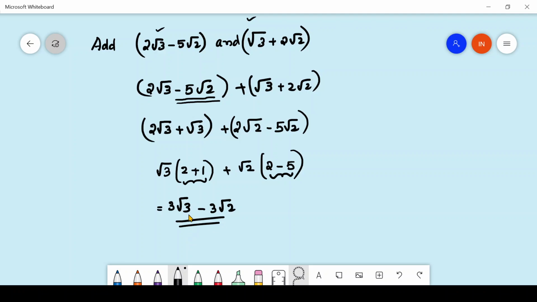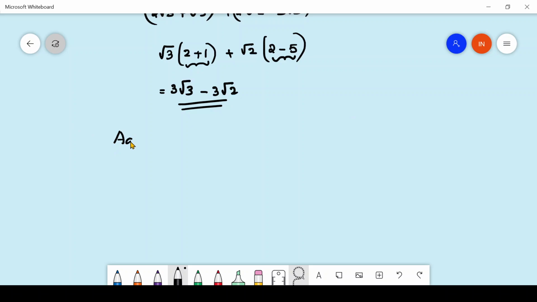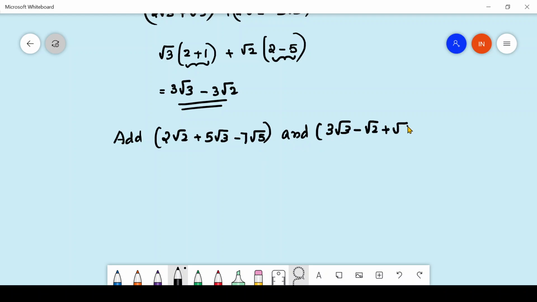Let's see one more. Add: the second one is add 2 root 2 plus 5 root 3 minus 7 root 5, and the next one is 3 root 3 minus root 2 plus root 5. So how can we do the operation here? Let's see. So it is like 2 root 2 plus 5 root 3 minus 7 root 5 plus the next term is 3 root 3 minus root 2 plus root 5.